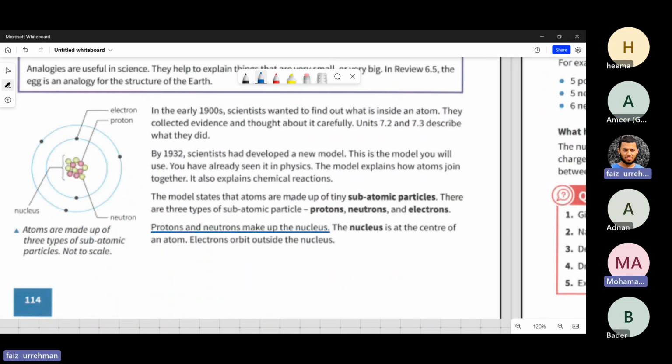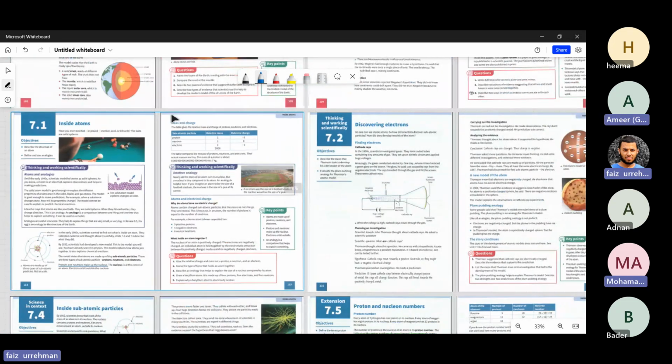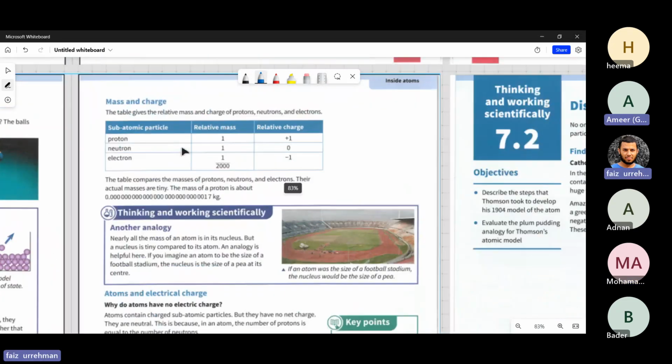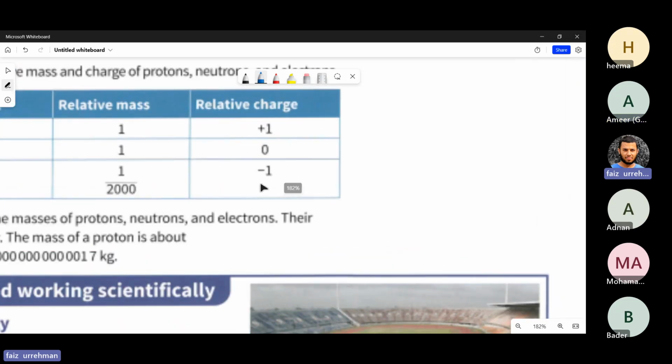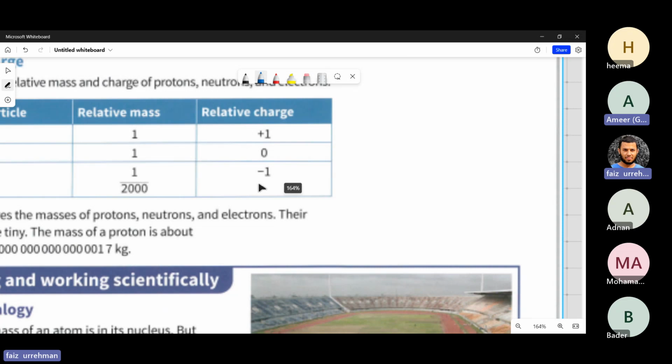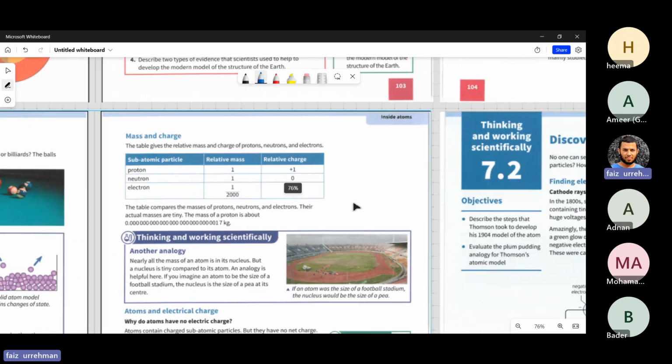Your answer is correct. Protons and neutrons make up the nucleus. And electrons are inside or outside? Outside, rotating. So proton is positive, neutron is neutral, and electron is negative. So when you have one positive and one negative, they will cancel each other. So what is the overall charge of the atom? Neutral.